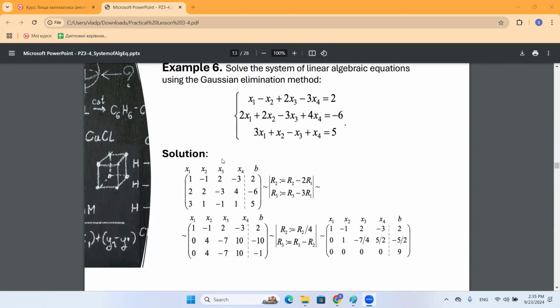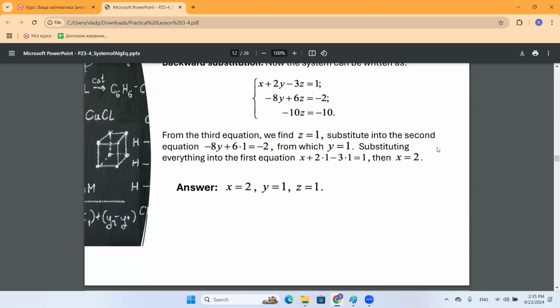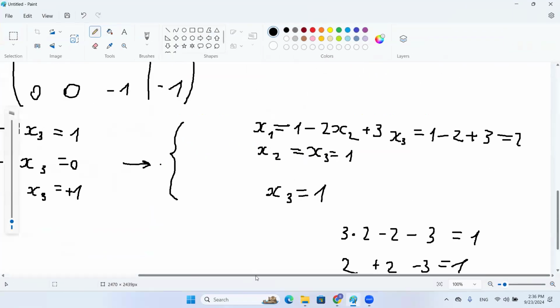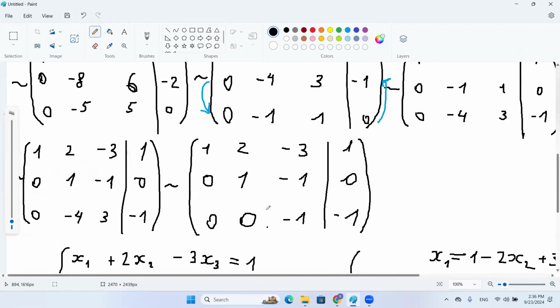We can, yeah, Masha, any questions, right? Yes, I have a question. I'm a little bit confused by the last step. How did we get this 0 in the third row, second column? This 0. Yes.